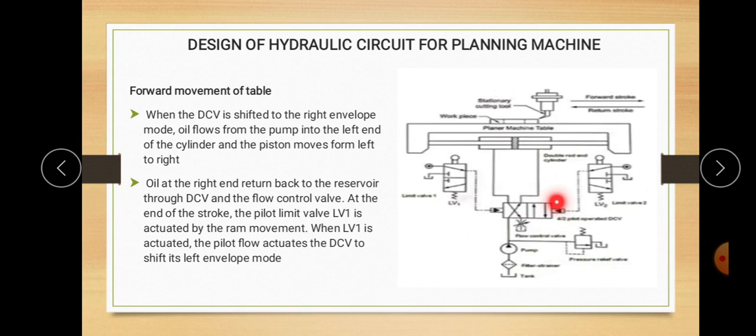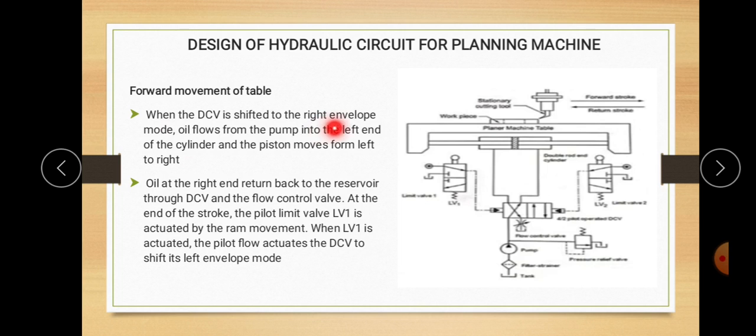In the DC valve we can see this is a 4x2 DC valve with a solenoid. After the DC valve, here is a LV1 switch and here an LV2. These are pilot limit valve switches. After the pilot limit valve switch, it is connected to the cylinder. So here the actuator is located. This total control gives the forward movement and the backward movement. Here the clear explanations are given for the forward and backward movement of the table.